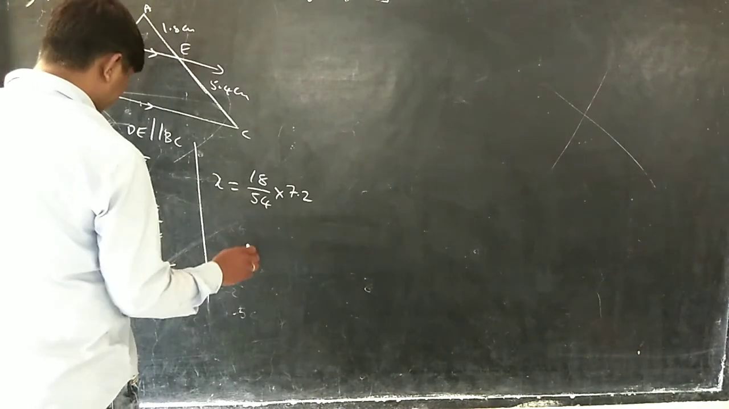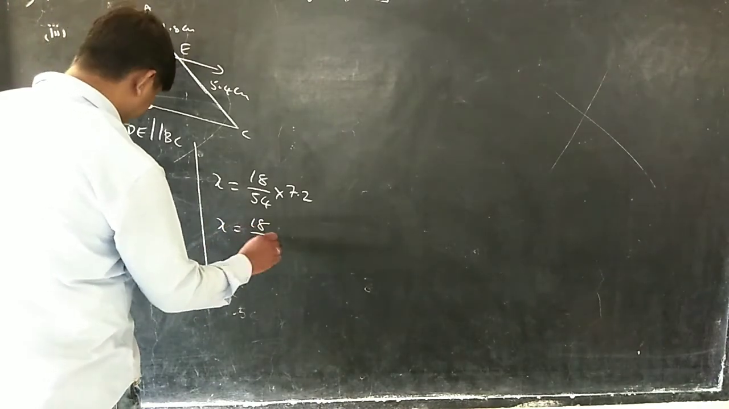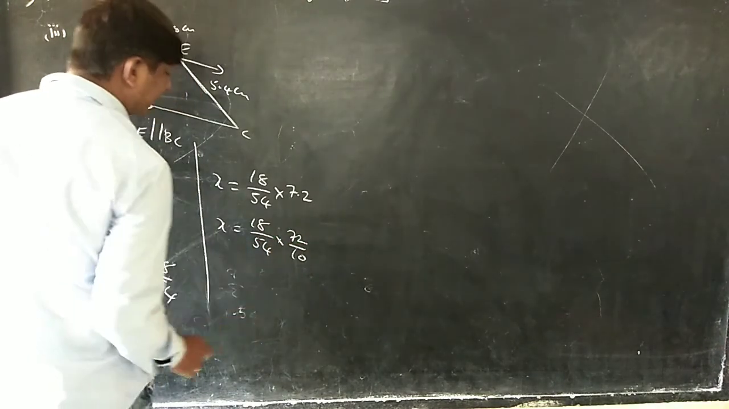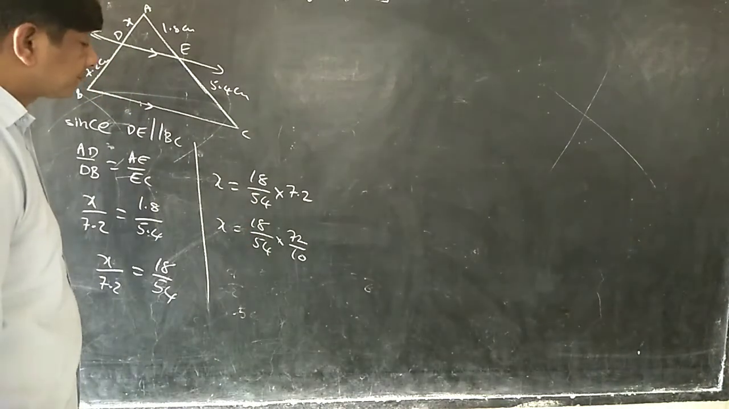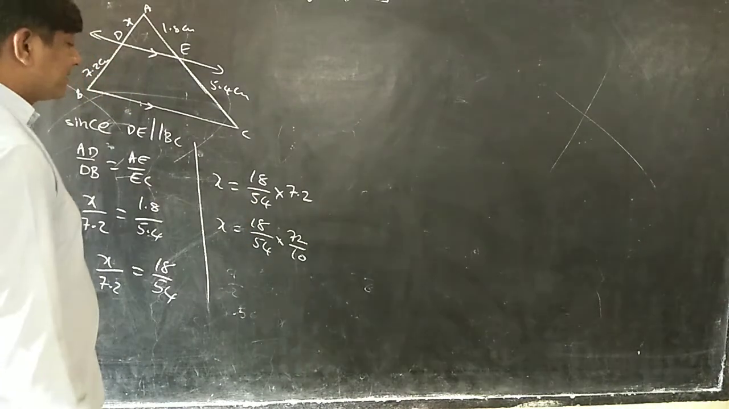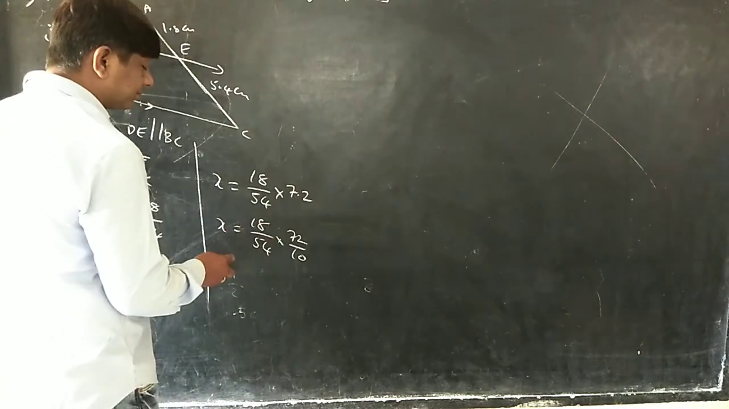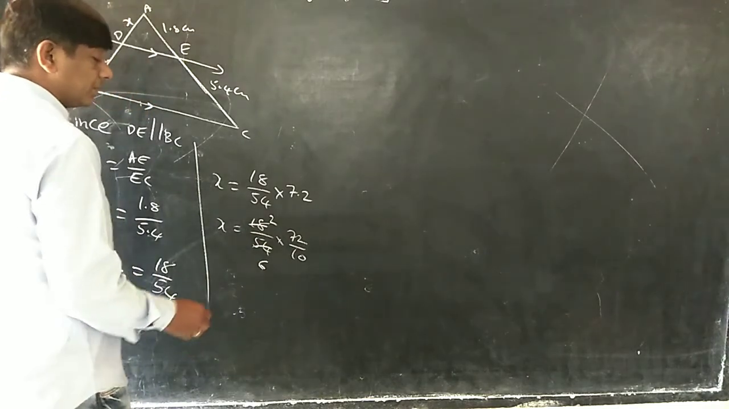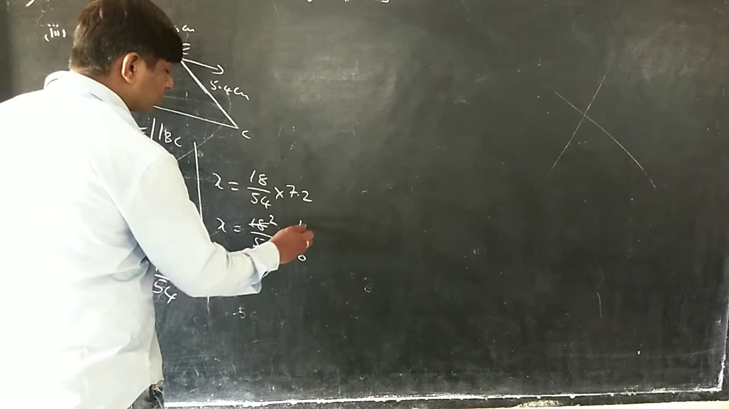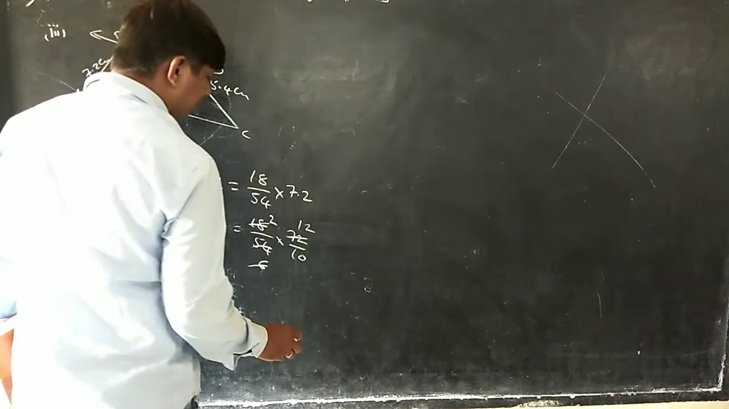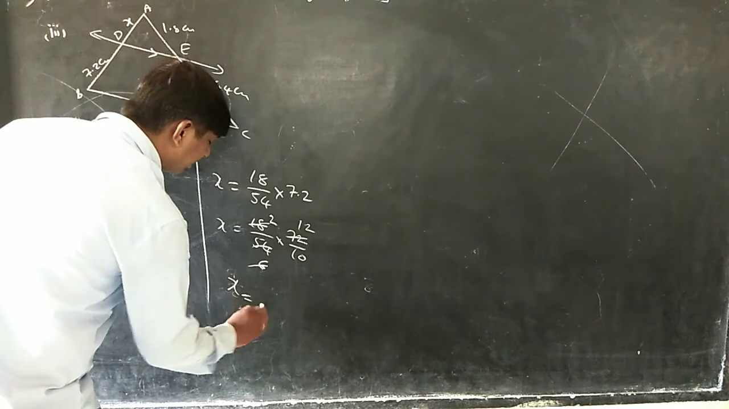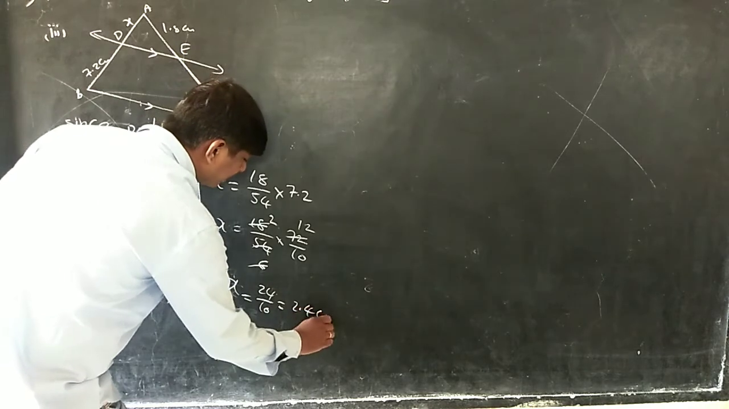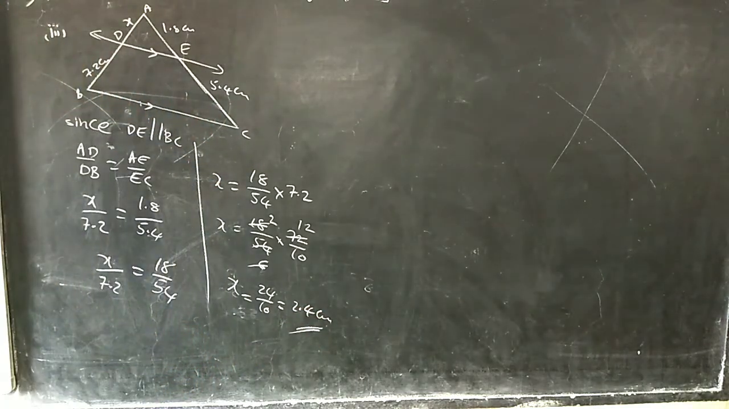Now x is equal to 18 by 54 into 72 by 10, we can write. Now cancel it. What are the cancellation possibilities? You cancel them. 9 2s are 18, 9 6s are 54. Okay, 6 1s are 6, 2s are... Now x is equal to 12 2s are 24 by 10, which is equal to 2.4 centimeters. Write down.